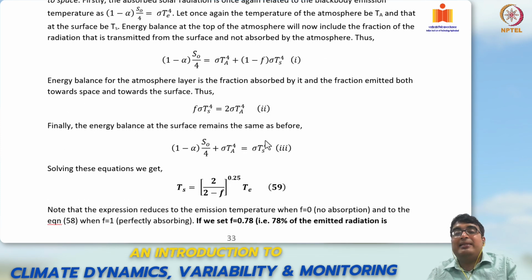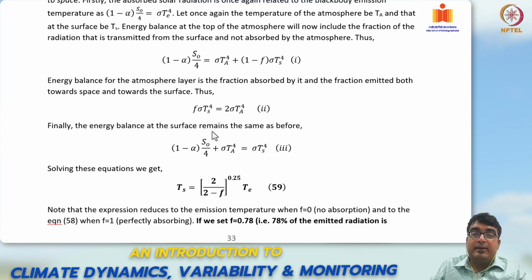Finally, the energy balance at the surface remains the same. So it is getting 1 minus alpha S0 by 4 from solar energy. Sigma Ta to the power 4 is absorbed, coming from the atmospheric emissions, and it is emitting sigma Ts to the power 4 of radiation towards the atmosphere. Okay.